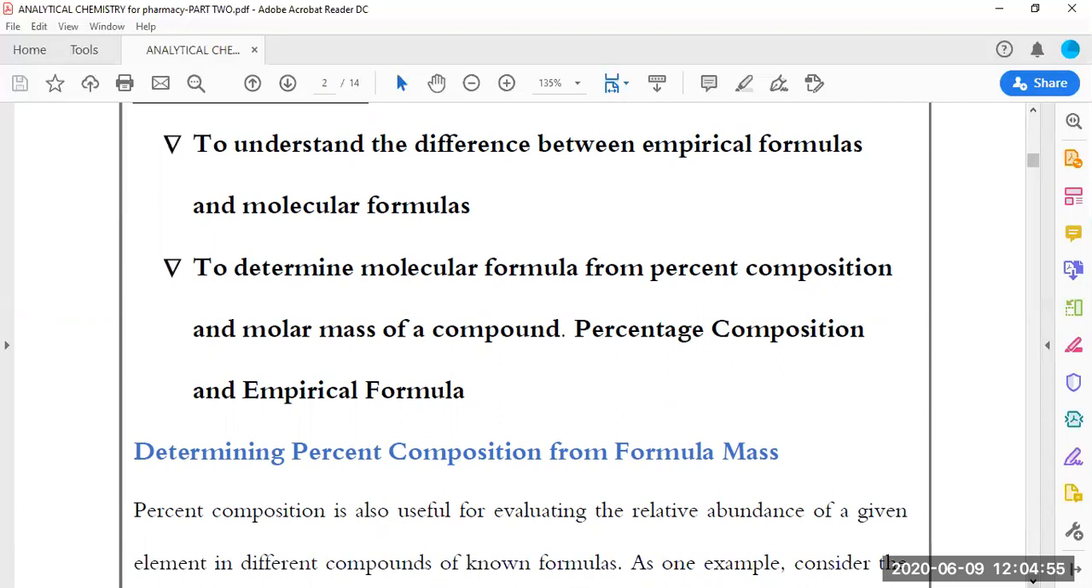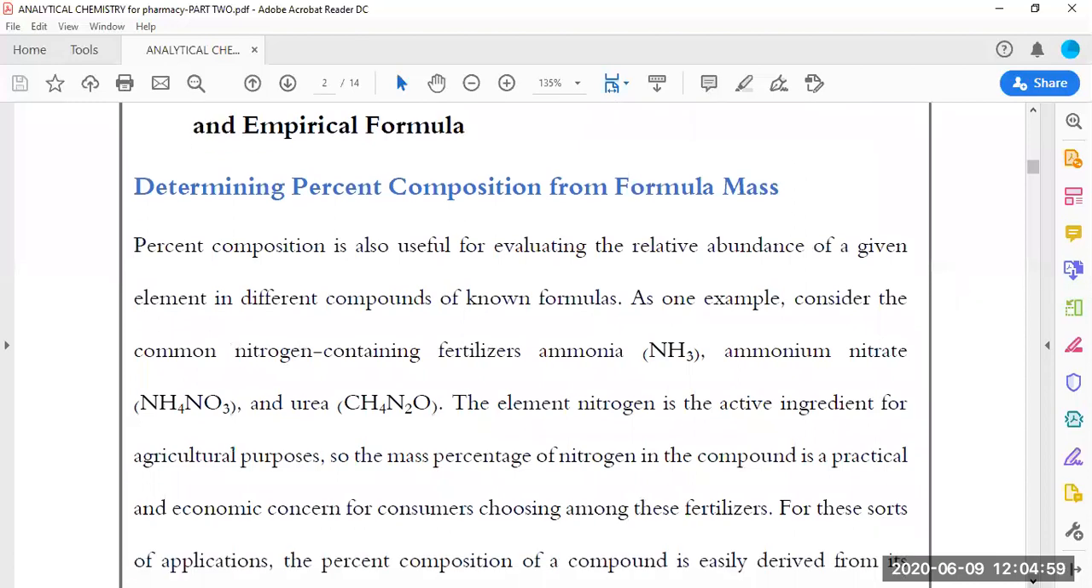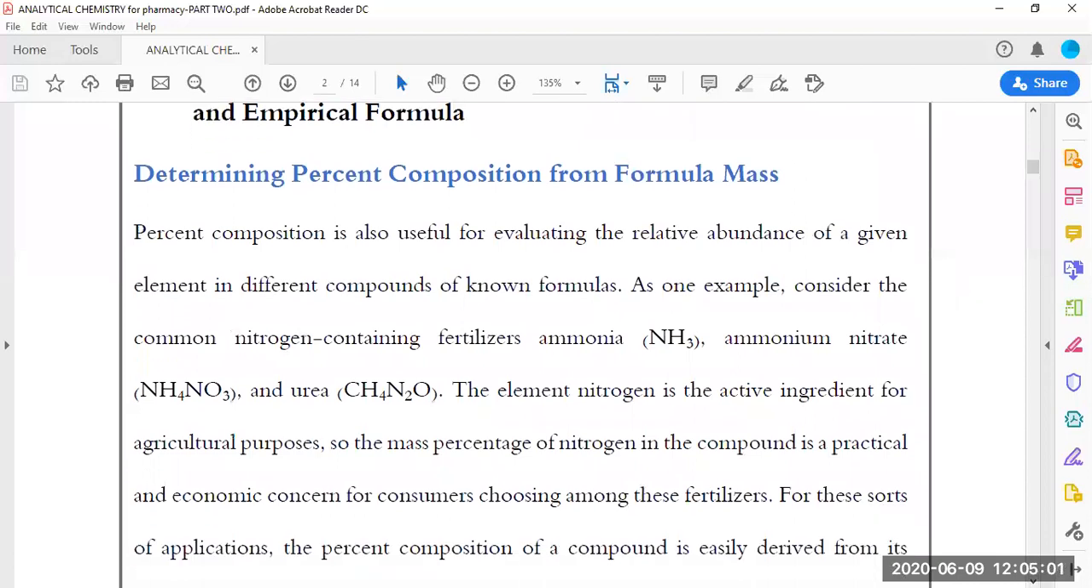So the first thing we're going to do is talk about determining percent composition from formula masses. I think this one is not difficult for you, and you had some idea about it before, but we're going to do it now again. Percent composition is also useful for evaluating the relative abundance of a given element in different compounds of known formula. What does it mean?